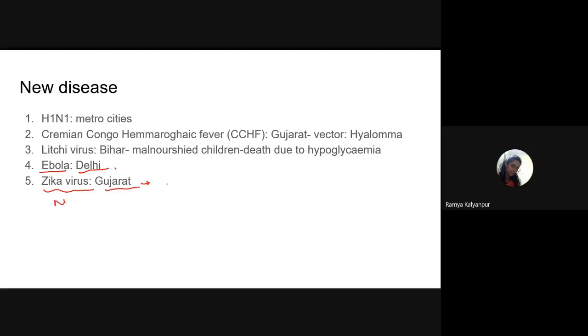Then what about Nipah virus? Nipah virus is seen in Kerala, then West Bengal. And what is the peculiarity of this Nipah virus? Whoever eats bat-eaten fruits, in these cases this particular Nipah virus is seen. So whoever consumes bat-infected or bat-eaten fruits, for them Nipah virus infection is commonly seen.